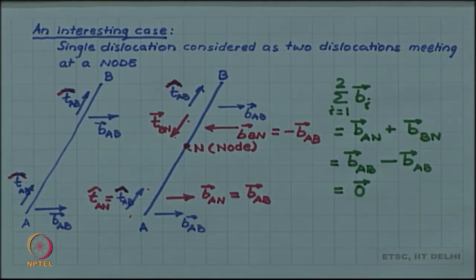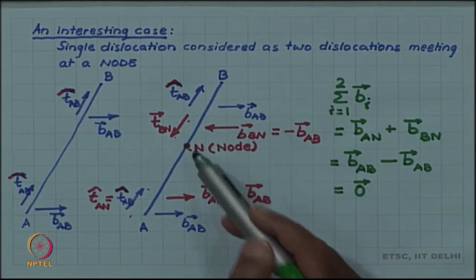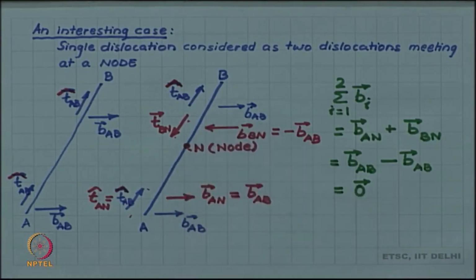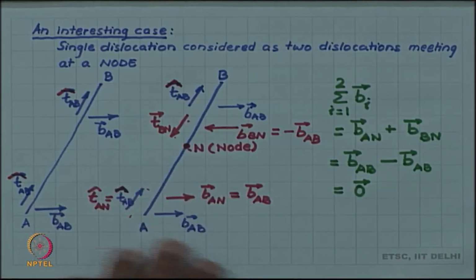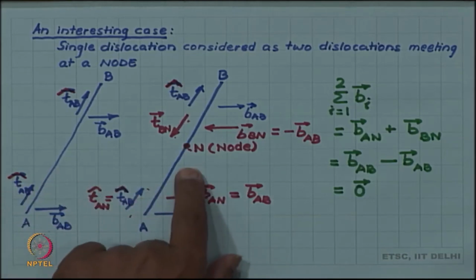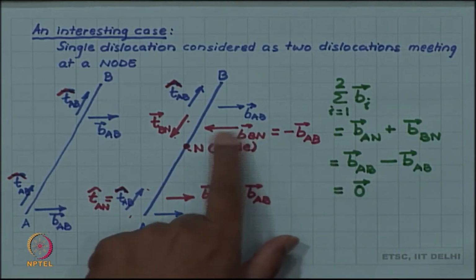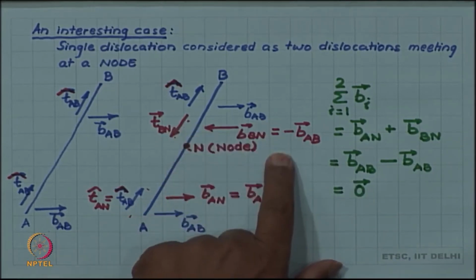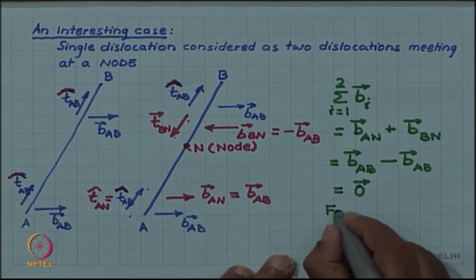So, it is possible to consider any point of a single dislocation as a node at which two separate dislocations are meeting. This exercise summarizes or revises some of the conventions of a node: that the tangent vector should point towards the node, the other convention that if the t vector flips, then the b vector also flips, and the third, that the sum of the Burgers vectors at the node should be zero, which we have already introduced as Frank's rule.